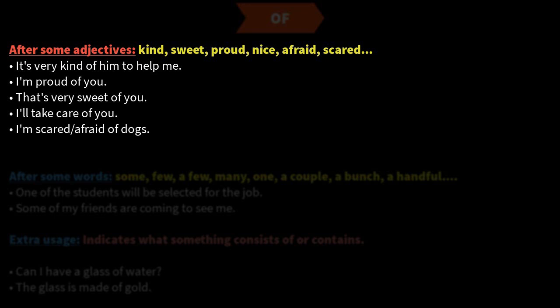We also use of after the phrasal verb take care. Take care of something or somebody. You always take care of something or somebody.